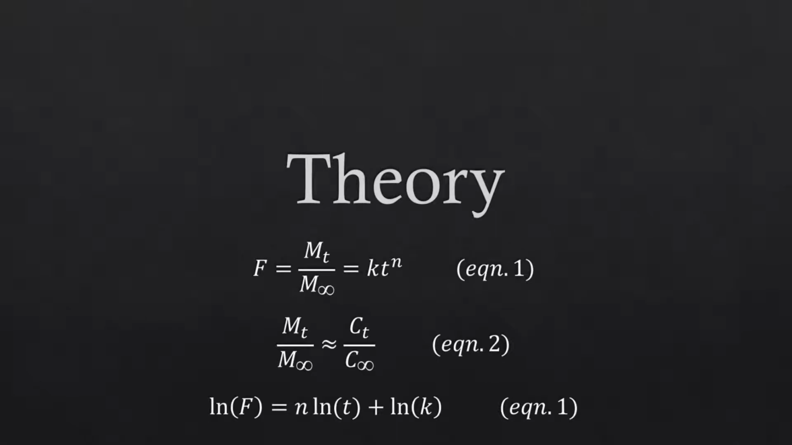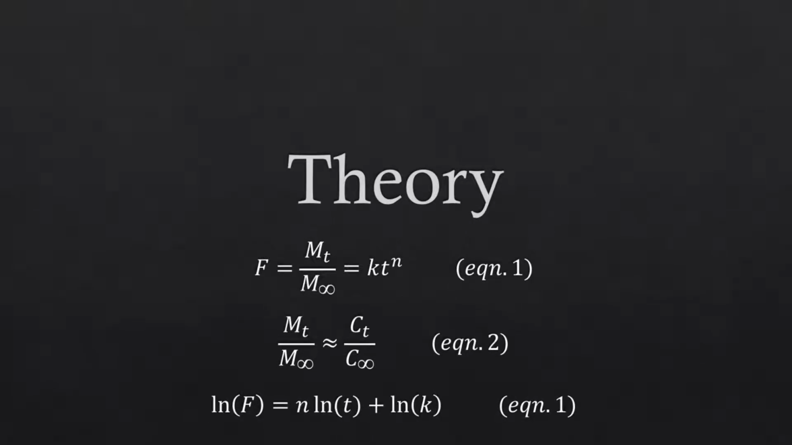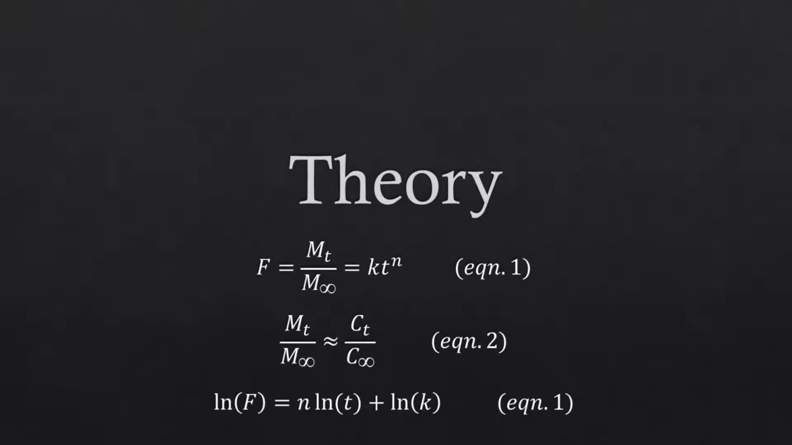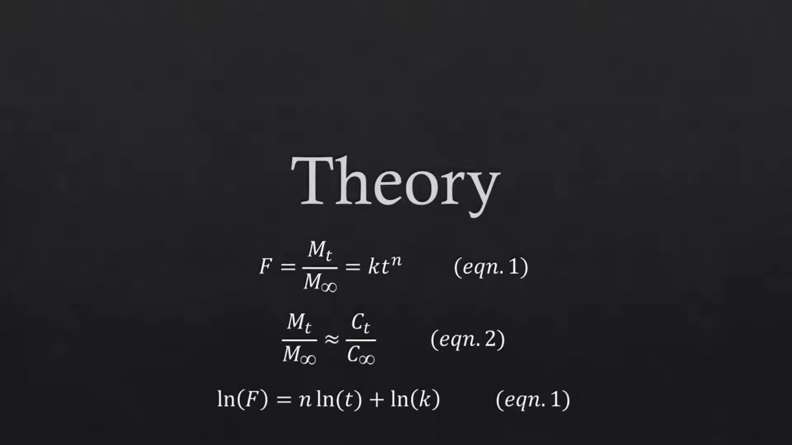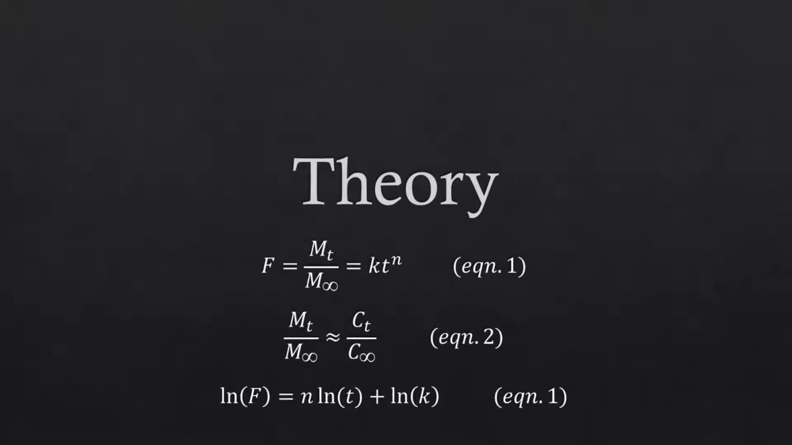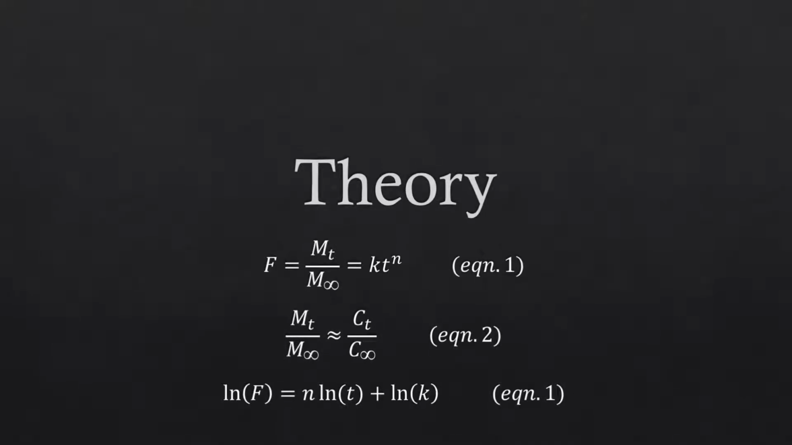Regarding the theory for this experiment, equation 1 was used to determine the diffusional properties. F is the fraction of drug released, m sub t is the mass of the drug released at time t, m sub infinity is the mass of the drug released at time infinity, k is a constant accounting for the specific properties of the drug used, t is time, and n is the diffusional exponent.